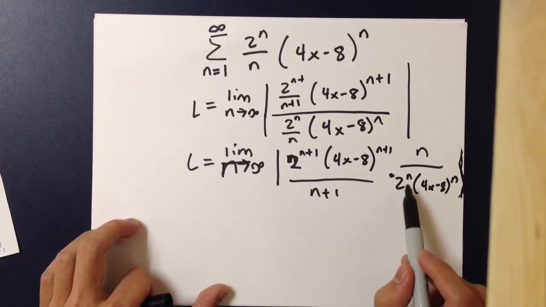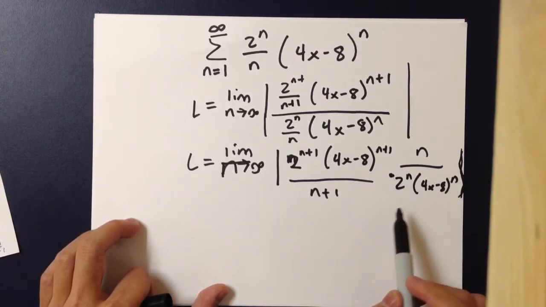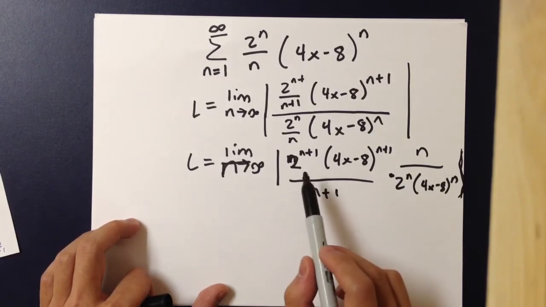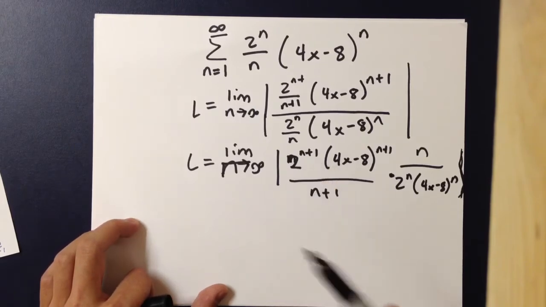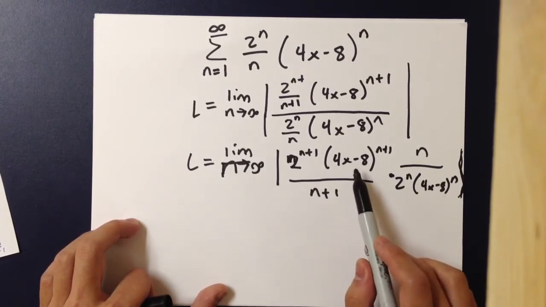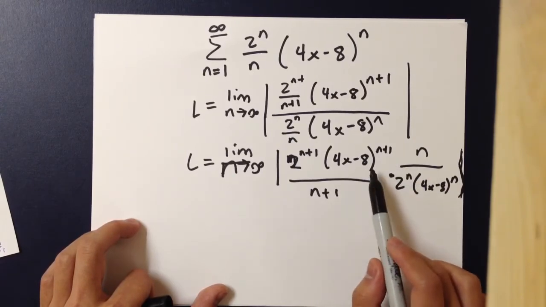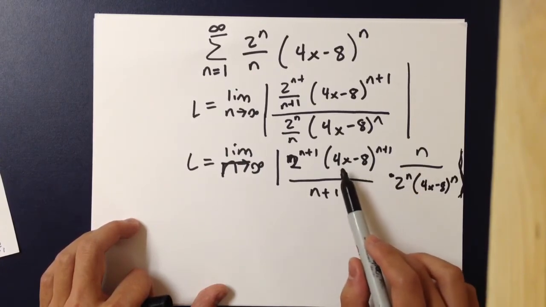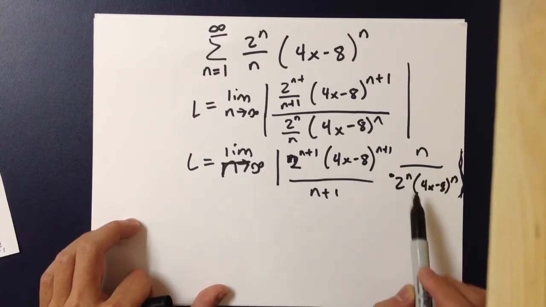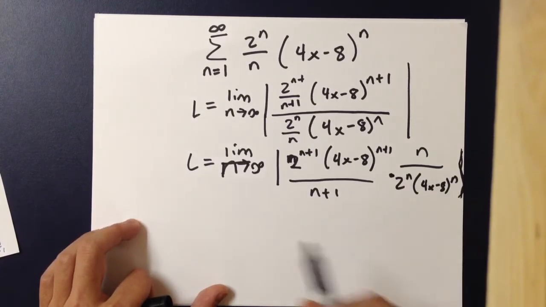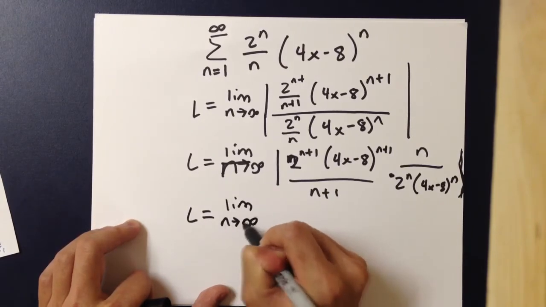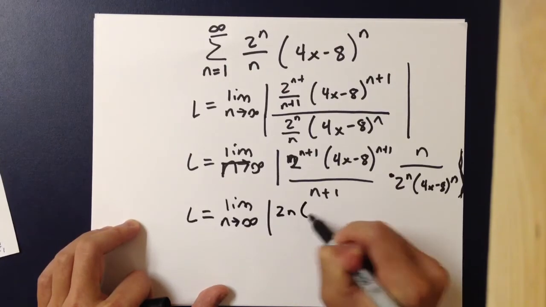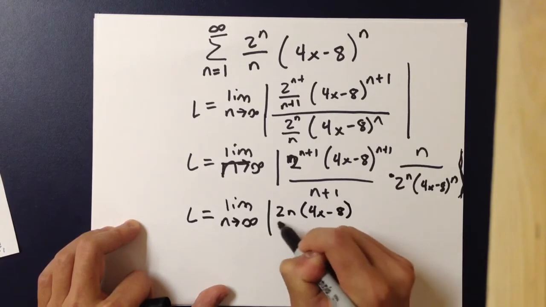We can notice that 2 to the n can be divided to 1 in this entire thing. Because over here in the numerator, 2 to the n plus 1 is really just 2 to the n times 2 to the first, if you remember your exponent rules. And 2 to the n over 2 to the n divides to 1. Similarly, with this part right here, (4x minus 8) to the n plus 1 is the same thing as (4x minus 8) to the n times (4x minus 8) to the first. And so the part (4x minus 8) to the n would divide to 1 with the denominator part right here. And once you simplify that down, you would end up getting the limit as n goes to infinity of the absolute value of 2n times (4x minus 8) all over n plus 1.